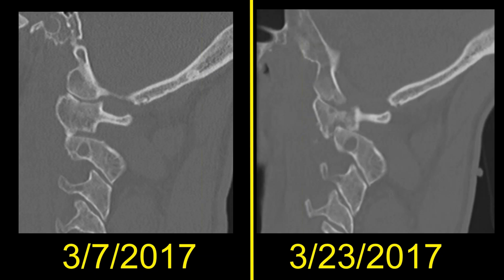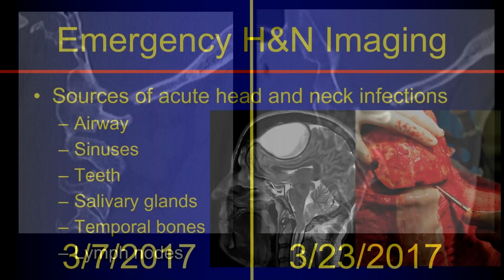So this is a case who, it turns out, was actually an IV drug abuser, and this was actually infection of the central skull base. So we had all these osseous, destructive, and inflammatory infectious changes around the tip of the dens that was destroying the bone over time.